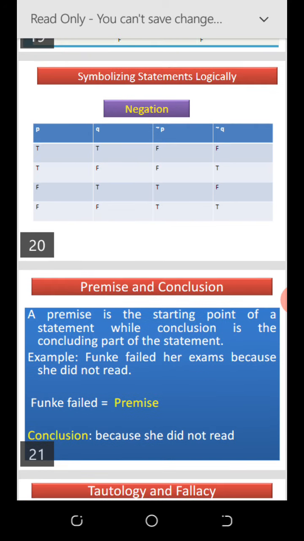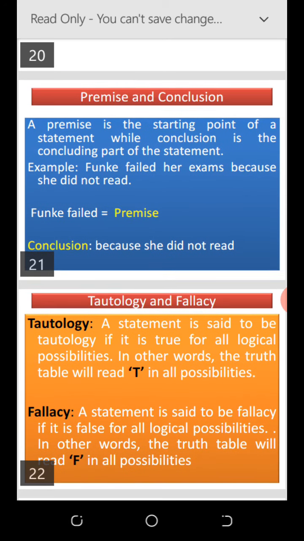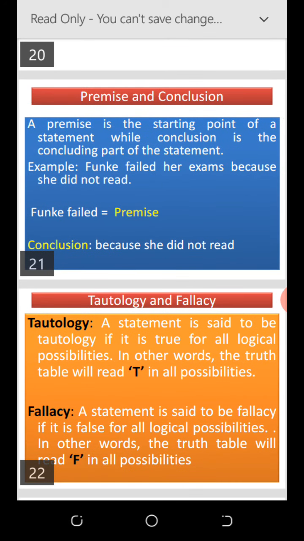That is under the negation of P. Then under the negation of Q, true will now turn to false. False turns to truth. Truth turns false, while false turns truth. That is the logic behind negation. Then we have premise and conclusion. A premise is the starting point of a statement, while the conclusion is the concluding part of that statement.